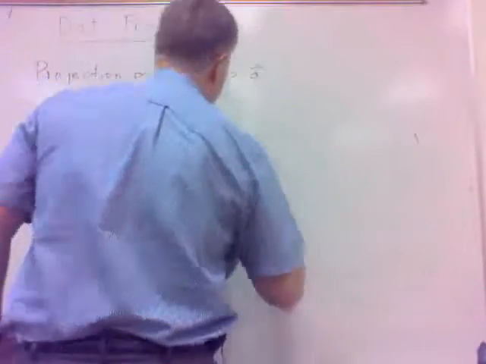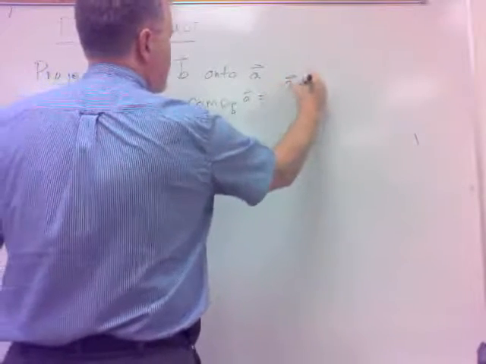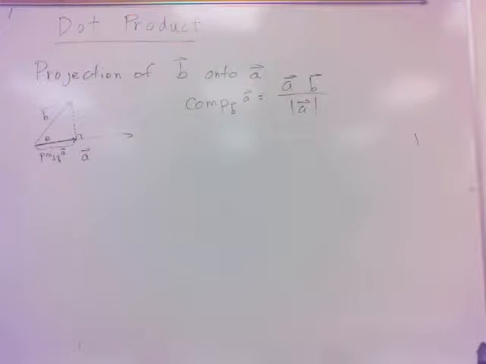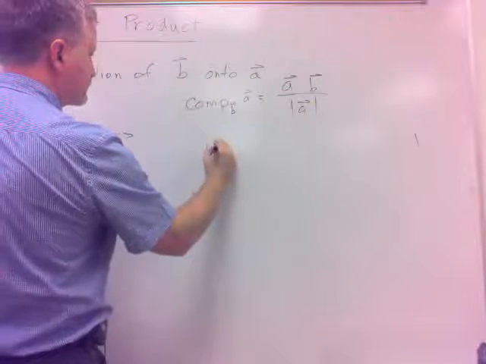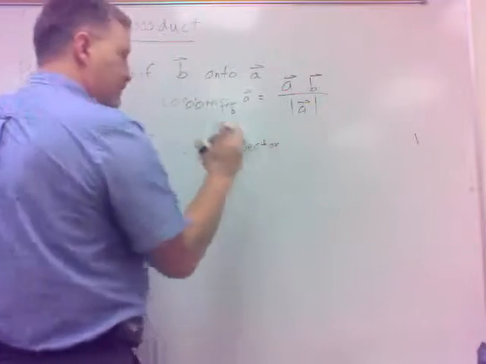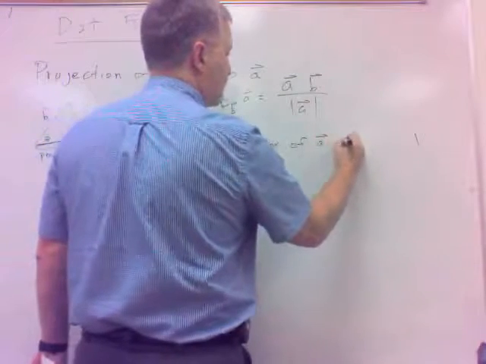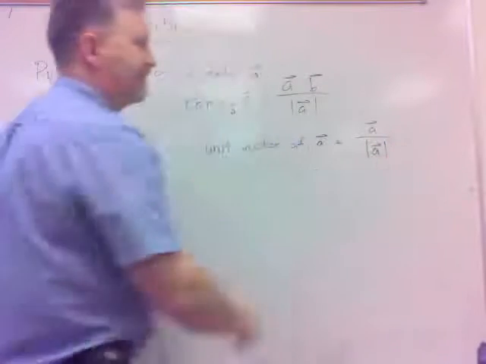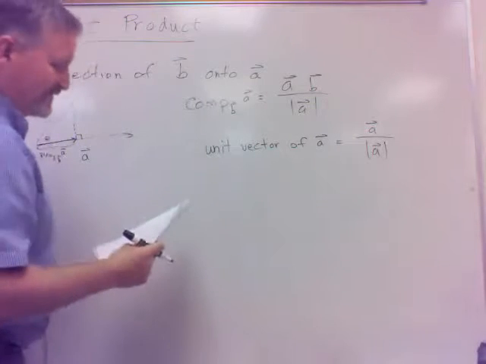So our component, or part of B projected onto A, is A dot B over the magnitude of A. We're going to put this projection in the direction of A, and we're going to utilize our unit vector. Remember, it's 1 unit long, but in the same direction as A. You just take the vector and divide it by its magnitude, and that unitizes it, as we said.